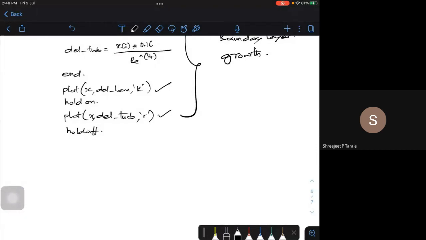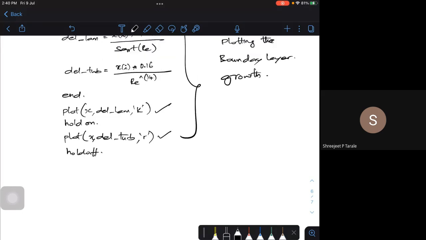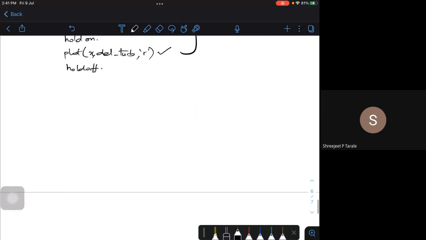Now the second thing is I need to plot the velocities actually. I need to plot the velocity. The boundary layer growth is in the x direction, the delta I'm trying to plot in the x direction. But I need to get the velocity plot. I need to get your velocities. See, something like this is what I want.